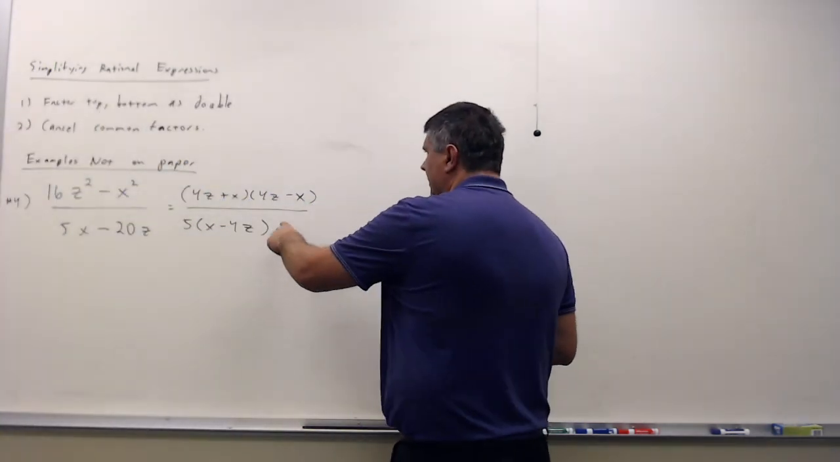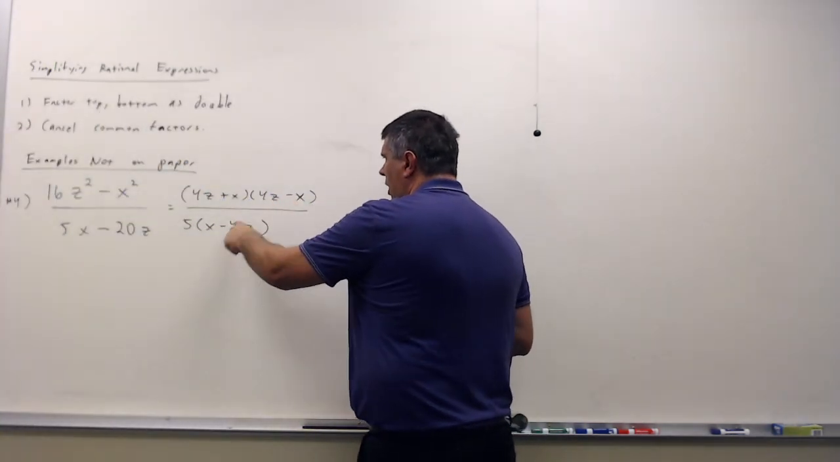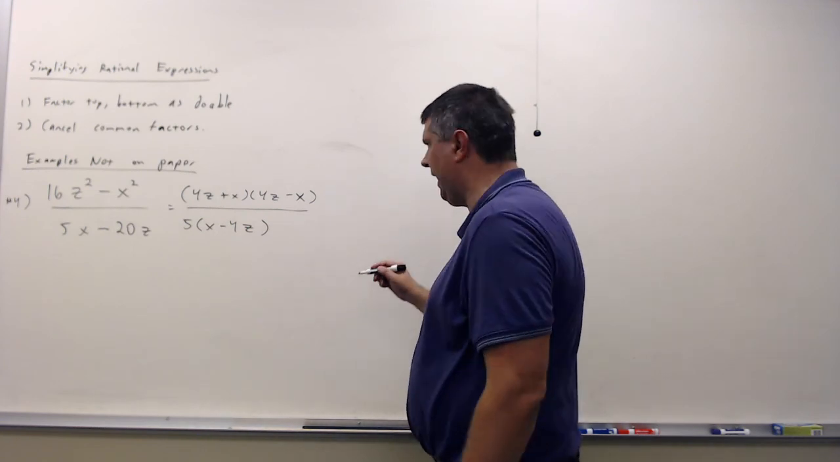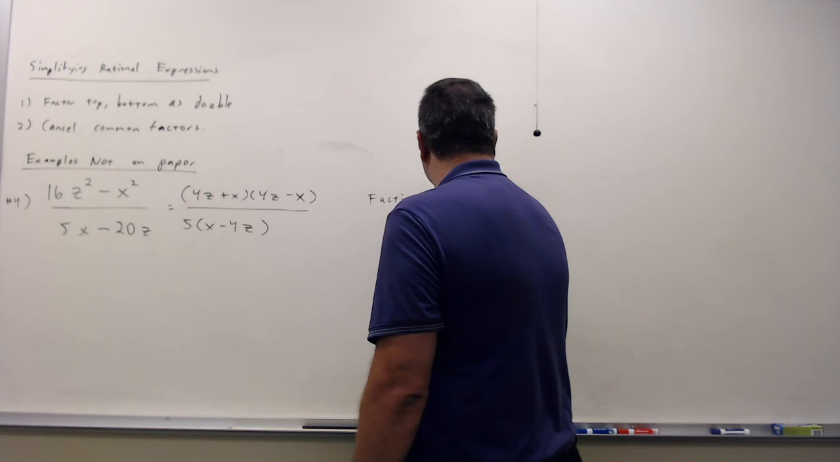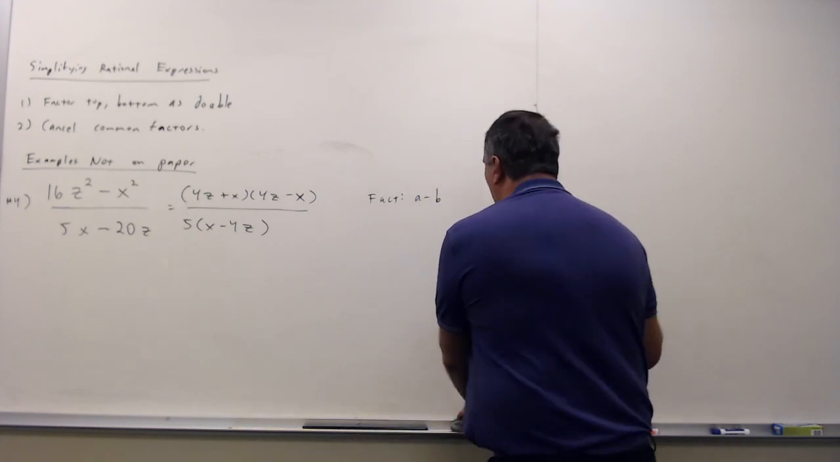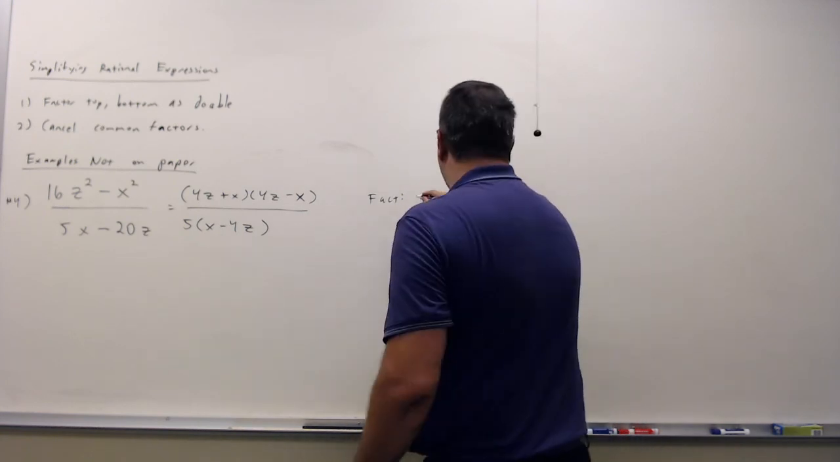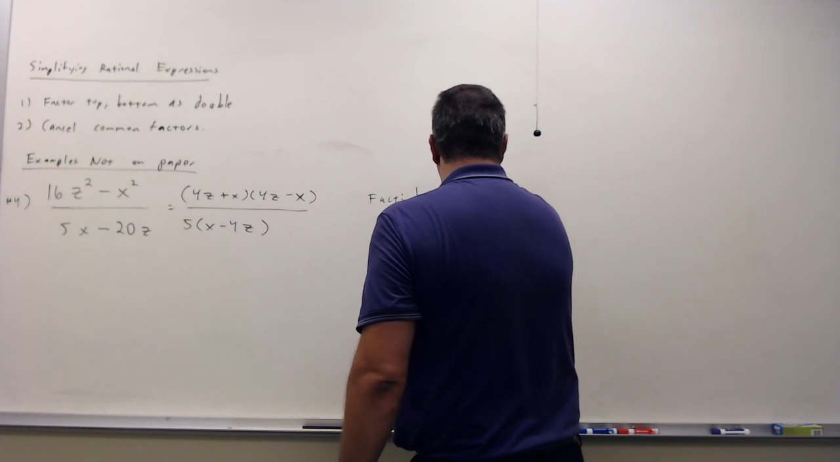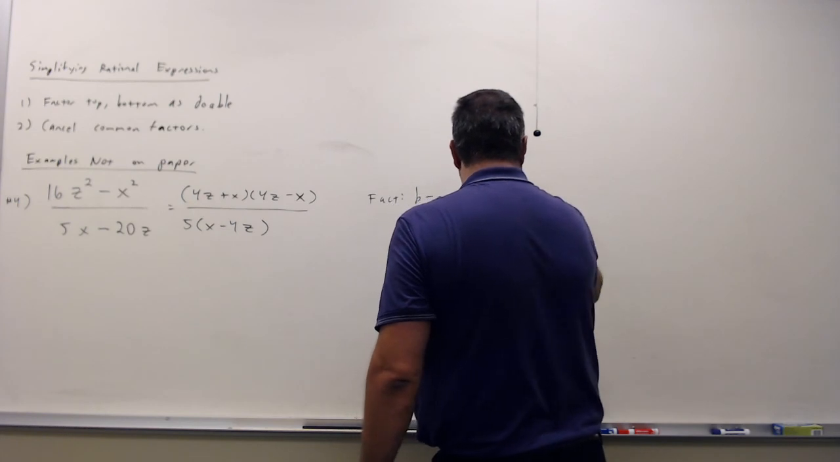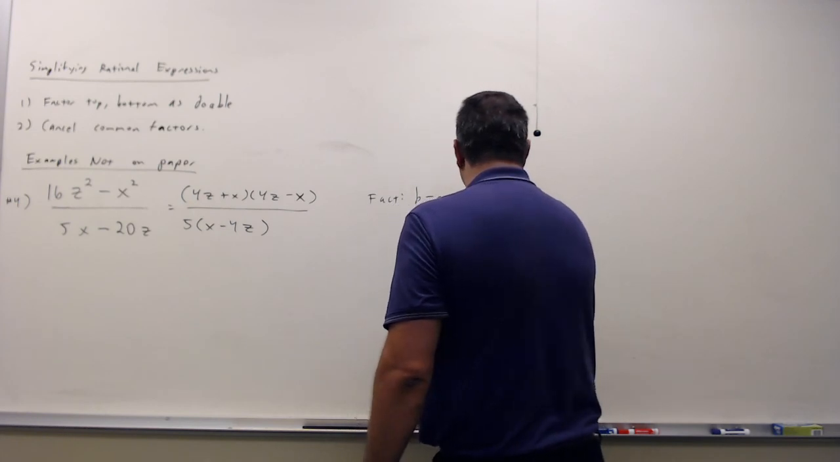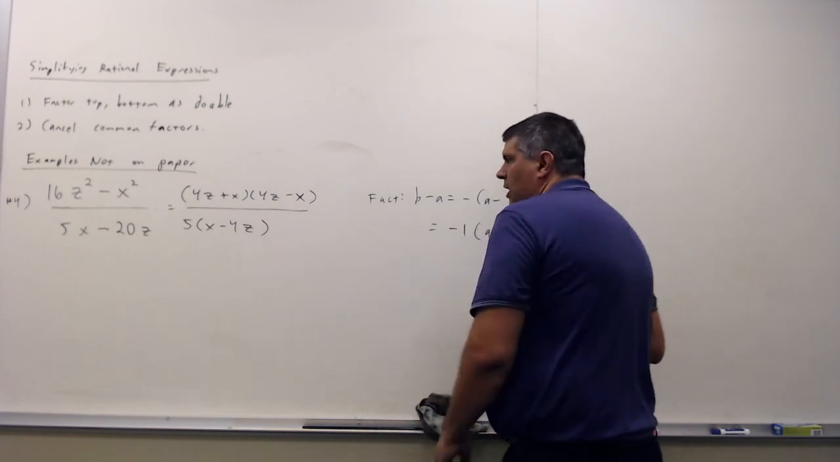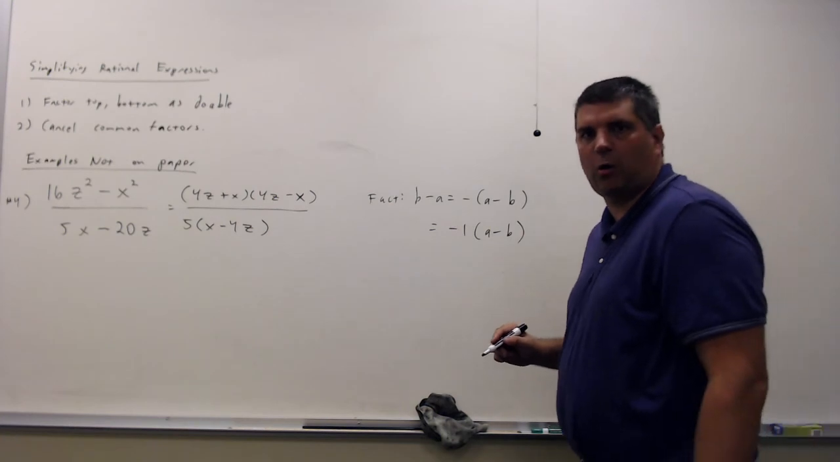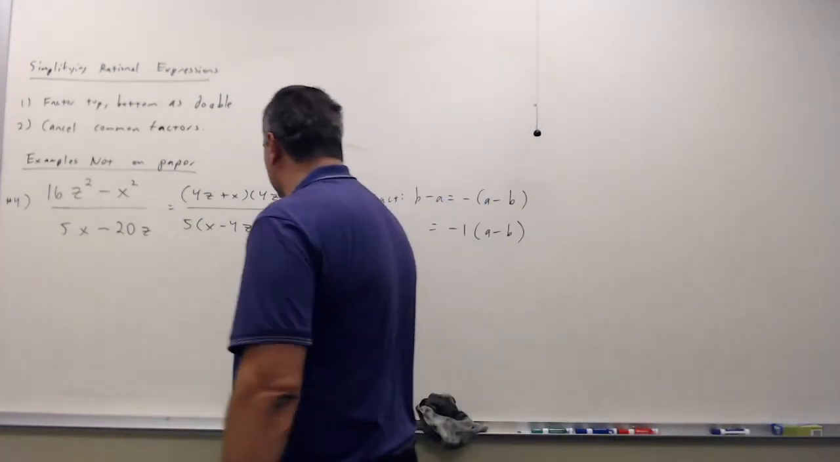You might notice that these two are the opposite order of the same thing. So in fact, a minus b, or put another way, b minus a equals negative a minus b. Also can be thought of as negative 1 times a minus b. We're going to use that to change the order of this so that they're cancelable.